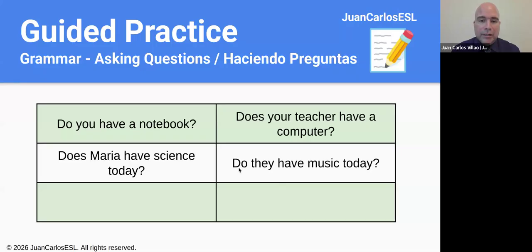So again, take into account how you initiate the question. When the subject is plural and third person, you have to initiate with do, followed by the subject, and then the verb have. Do they have music today? Ellos tienen música hoy? So do, you have to initiate the question before the subject they, followed by the verb have.